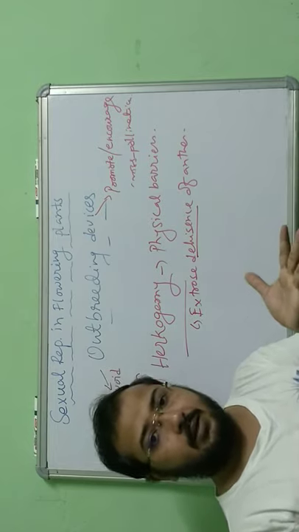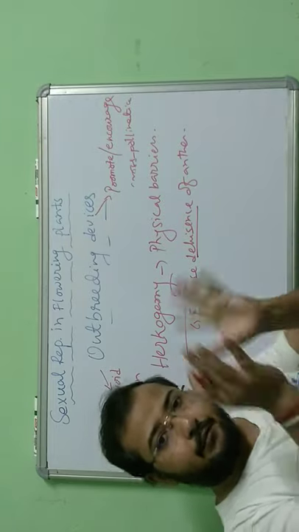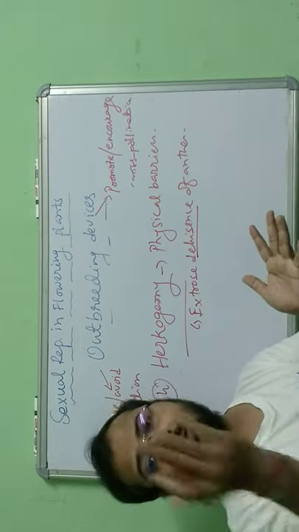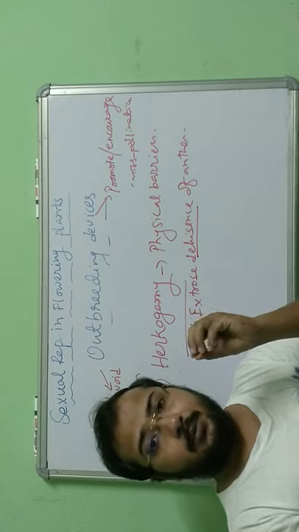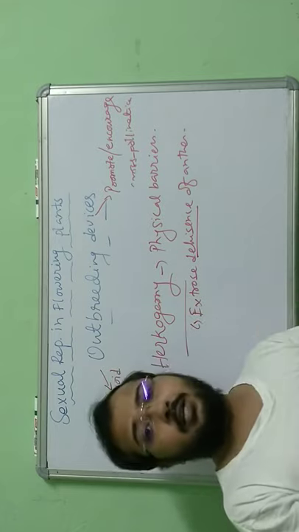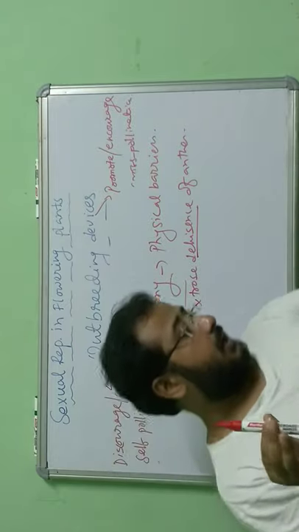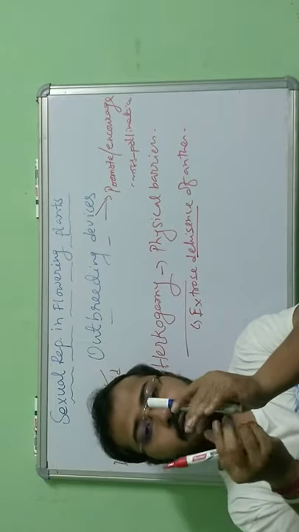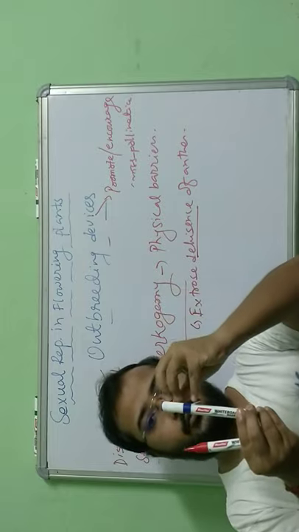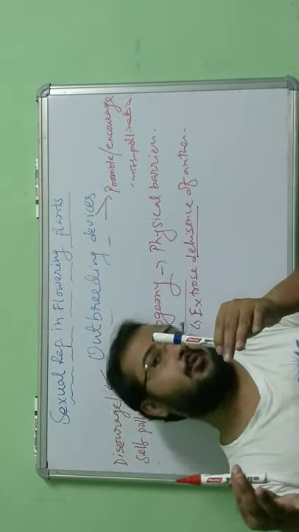in such a way or in such a direction that the pollen grains are released from the anther, but they are unable to land on the stigma. Maybe the bursting of the anther happens in just the opposite direction of the stigma. Suppose this is the stigma here, and this is the anther here. Now the anther bursts in this direction. The pollen grains are released in this direction, but the stigma is in this direction. So it is opposite.